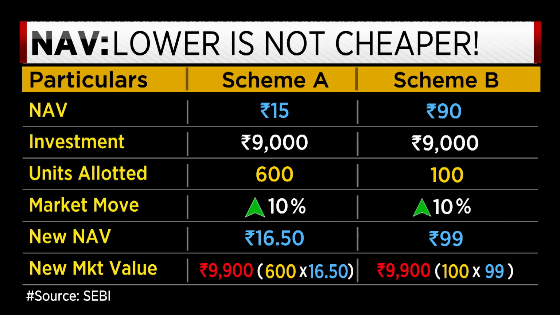So what will be the market value? If you compare 600, which is the units, written in yellow, and you multiply it by the new NAV, which is 16.5, you will get 9,900, which is the value of your investment. It was 9,000 at the start, now it is 9,900. In scheme B, again you will multiply 100, which is the number of units you were allotted, in yellow, and 99 is the new price, written in blue. You will again get a value of 9,900. So it does not matter which scheme you had invested in.